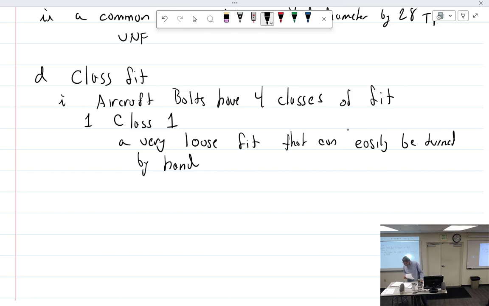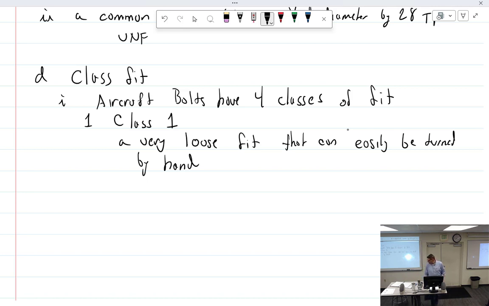So for all these classes, is there any metric by how much end play you might have with them? Like how much you can move the bolt? No, because how much you can move it would be dependent on the height. Okay. So they could say at 1 inch it moves X number, but they don't.